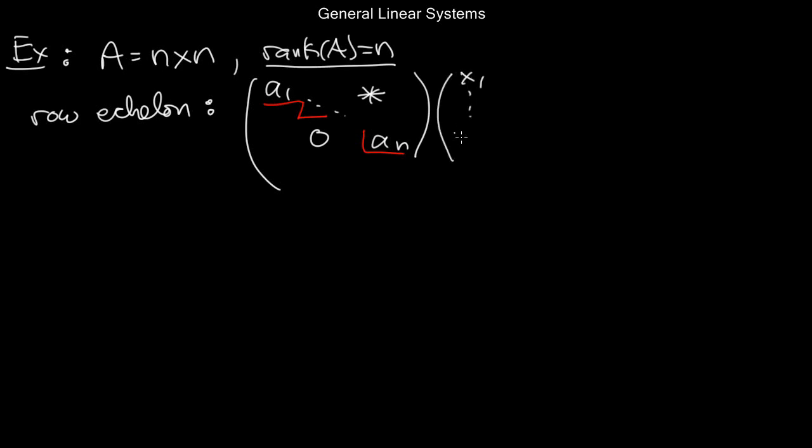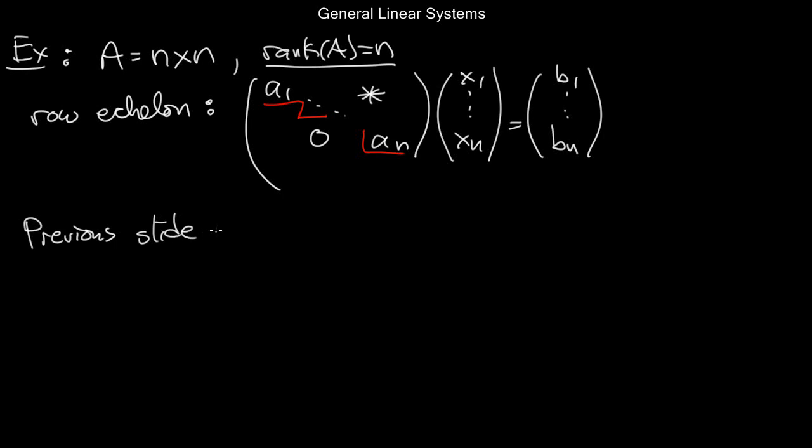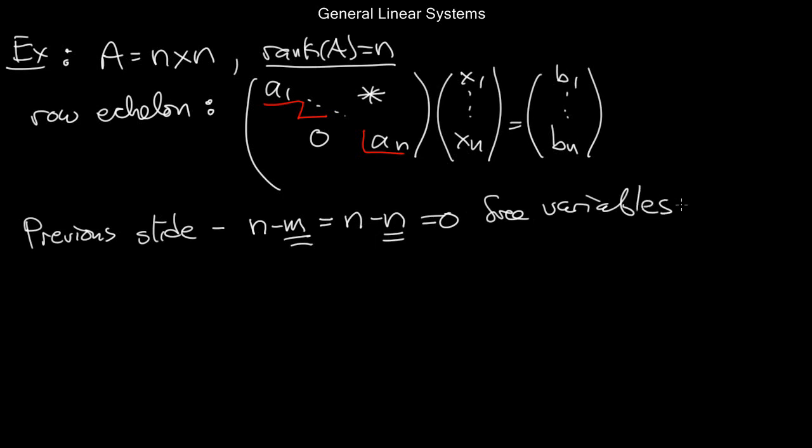And if you look at this equation like this, how many solutions does it have? Well, I just said it has at least one. It's a special case of what was on the previous slide, where n minus m is equal to 0. So the number of free variables is actually 0, so there's exactly one solution. This has a unique solution.